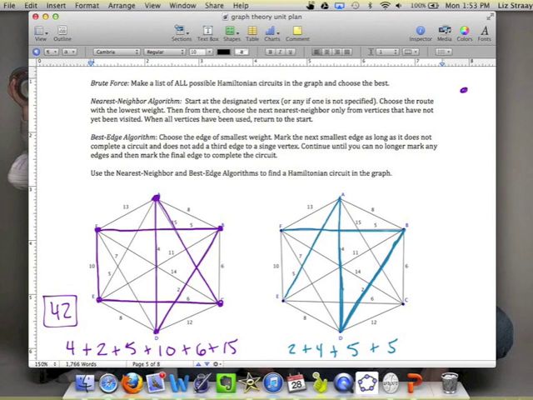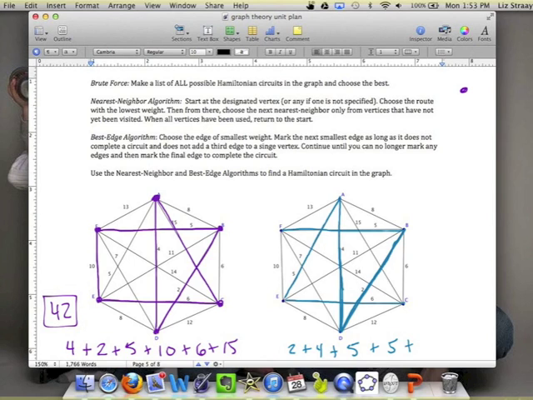So then what's the next best? 6. Okay, well I've got one 6 that goes from B to C, but I can't use that one because that would add a third edge to B. So we can't do that. I've got another 6 that goes E to C. So I can do that one. That didn't close anything up, and it didn't add any third edges.